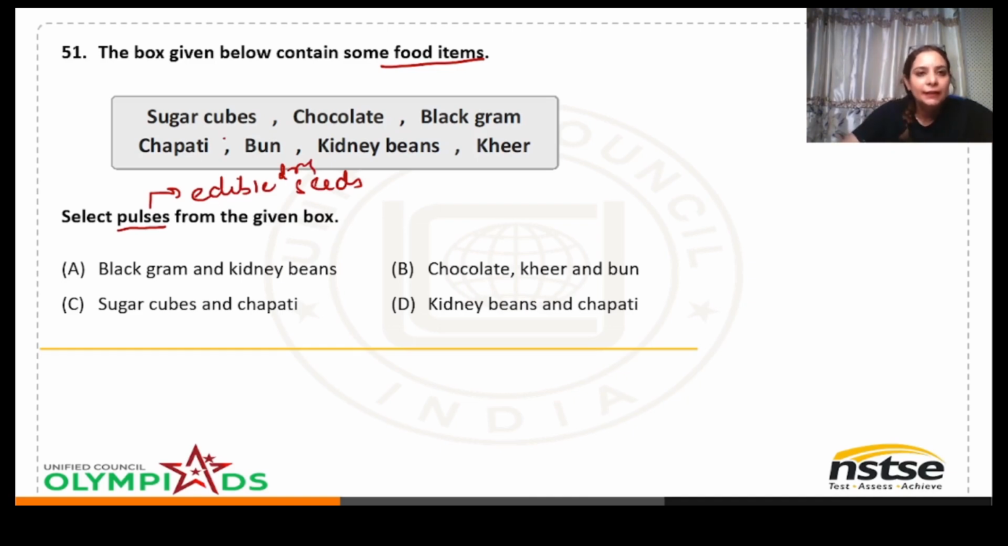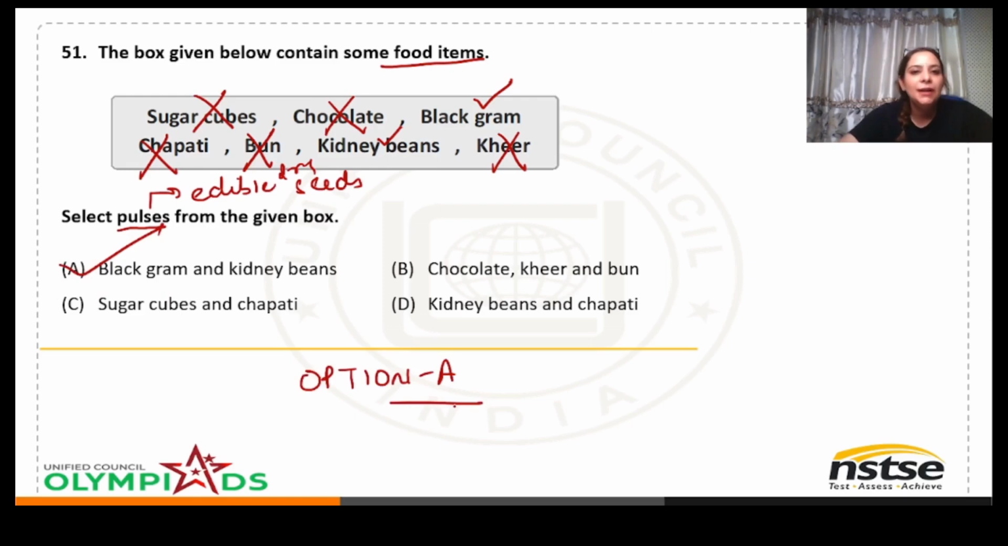So out of them, sugar cubes, they don't fall in that category. Chocolate, again no. Chapati, no. Yes, black gram is the kala chana, it falls. Bun, no. Kidney beans, yes, it is rajma basically. Kheer, no. So that means the option which has got black gram and kidney beans is correct. So which one is correct? Yes, option A is correct. So black gram and kidney beans belong to the group of pulses.